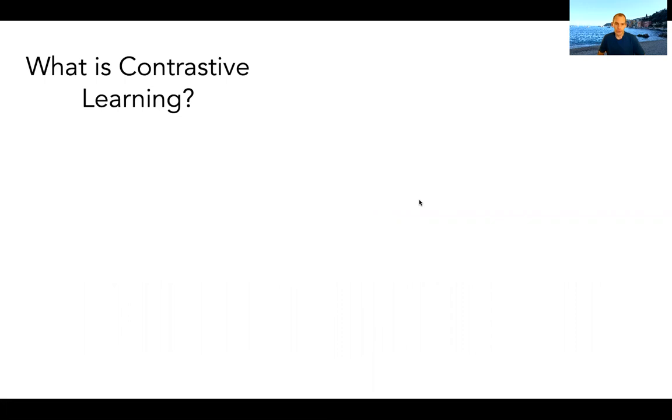Okay, so first, what is contrastive learning? Contrastive learning is a really popular method right now. It's a great way of learning when you don't have labeled data. And I'm going to illustrate it with the SimCLR method, which is one of the popular approaches.